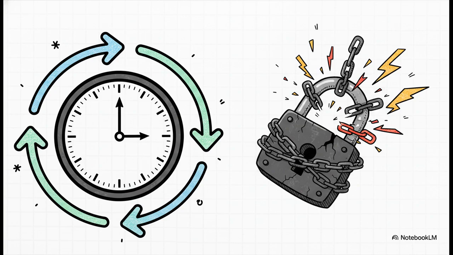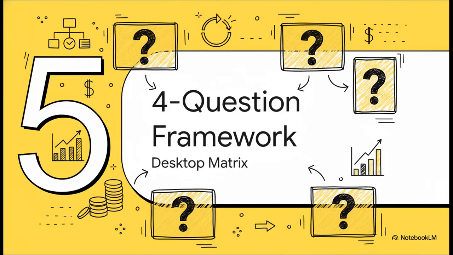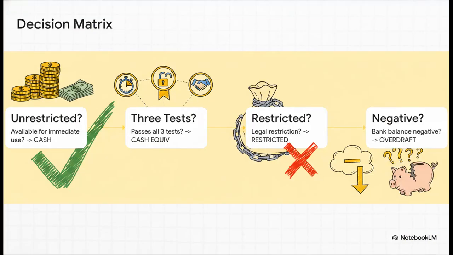Always check the clock. Let's tie all of this together with the 4-question framework, your desktop decision matrix. Okay, this is an incredibly practical tool. You ask these 4 questions in sequence for any item on your ledger, and you stop at the very first one that gives you a clear yes.